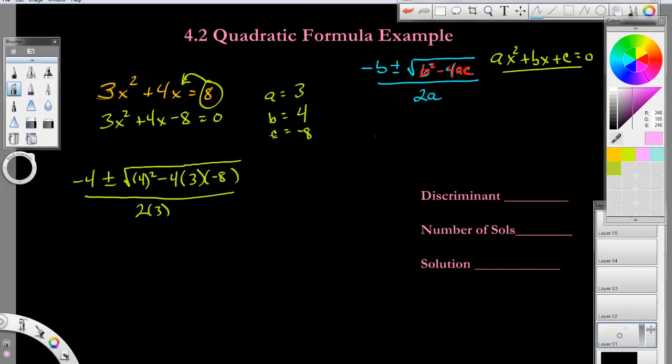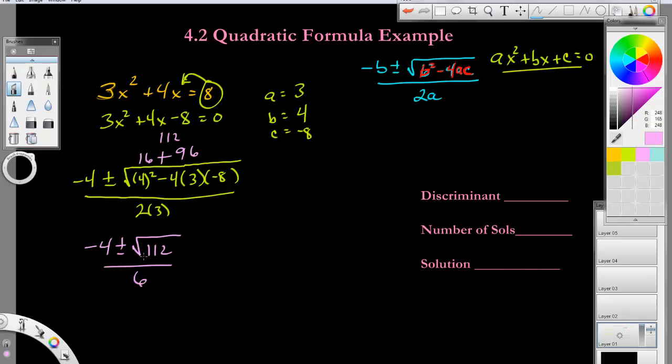On top, I'm going to do this math right on this line right here. That's going to be 16. And I got minus 4 times 3 times negative 8. So that's going to turn into a plus right there. 12 times 8 is, what is that, 96? 12 times 8, that's 96. And that together is going to be 112. So I'm going to now rewrite this. Negative 4 plus or minus radical 112 all over 6.